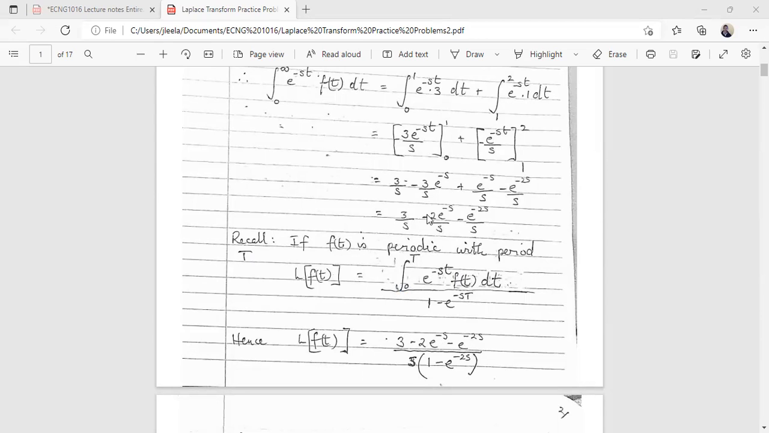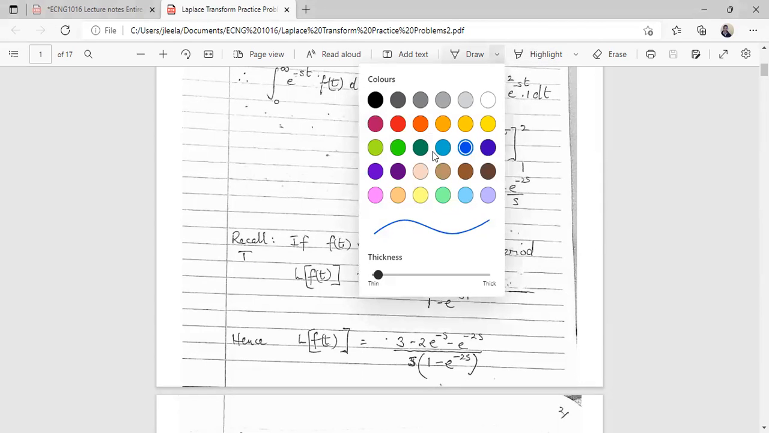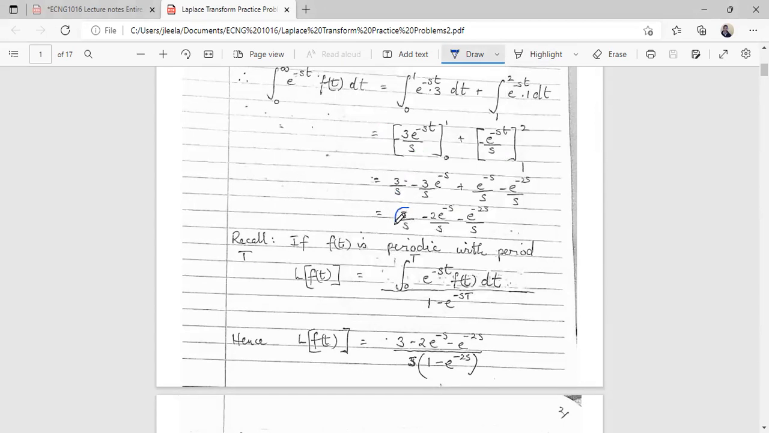So therefore, all you have to do is take this result that we obtained by finding the Laplace of f(t), and divide it by 1 minus e to the minus s T. So which means you'll get 3 minus 2e to the minus s minus e to the minus 2s, all over s divided by 1 minus e to the minus 2s, which is this term here, 1 minus e to the minus 2s, right?